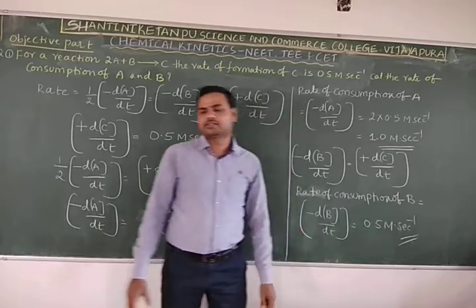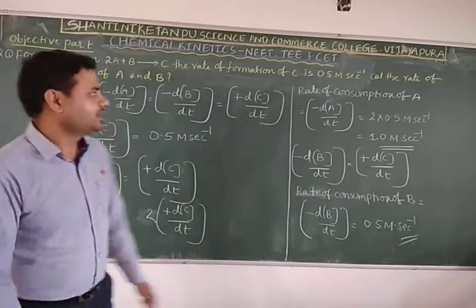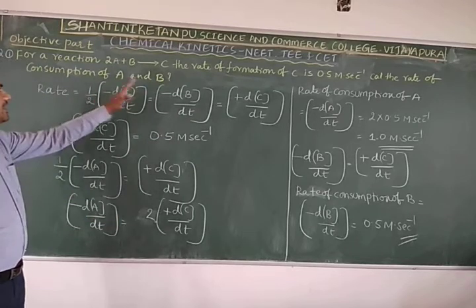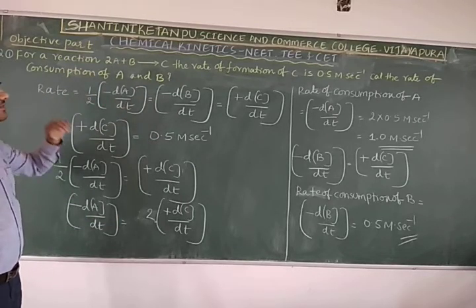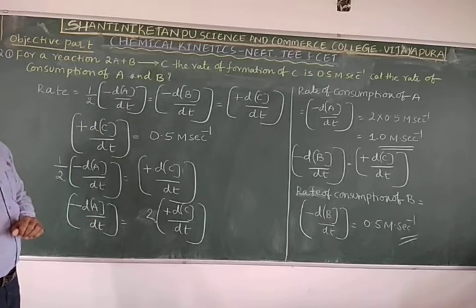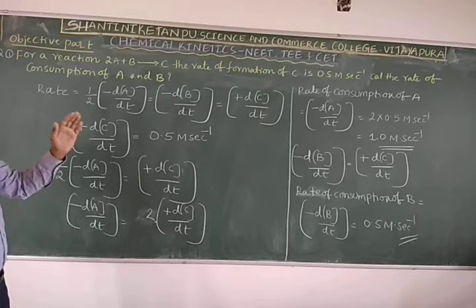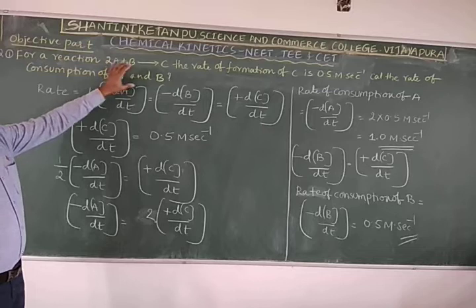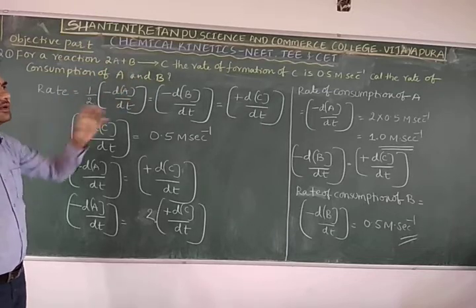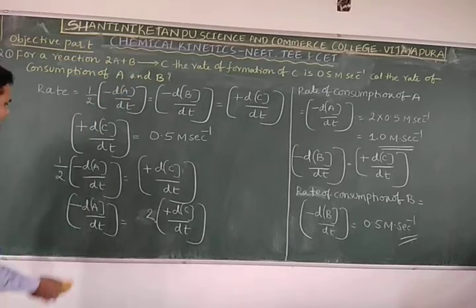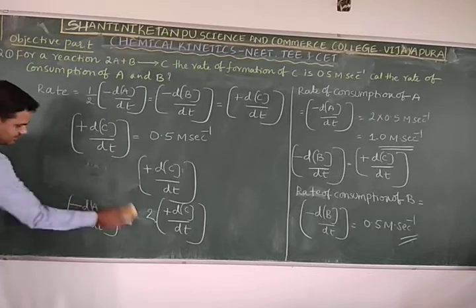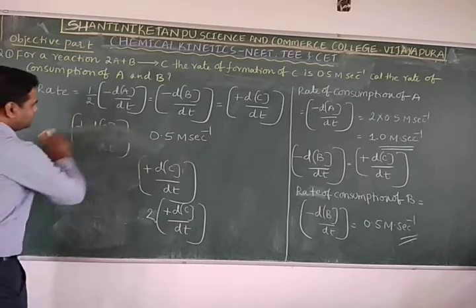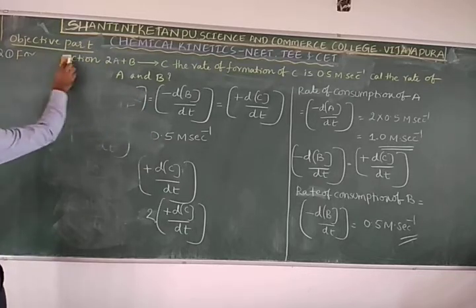So like this, we can calculate the rate of consumption of A and B. Here in the question, the rate of formation of C is given, and by taking the rate of formation of C, we calculate the rate of consumption of A as well as B. It is a very simple numerical. And similarly, we will see one more numerical of this type.